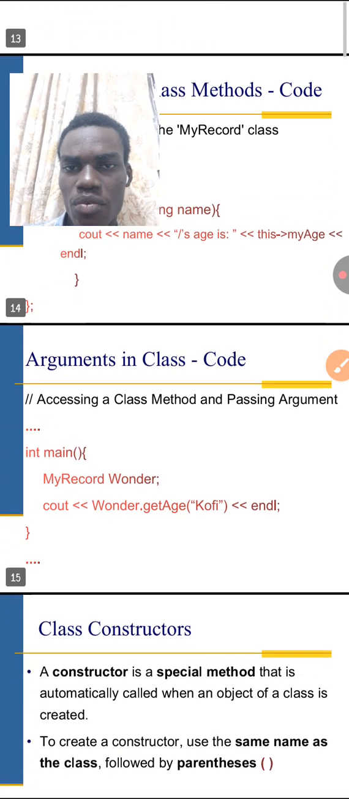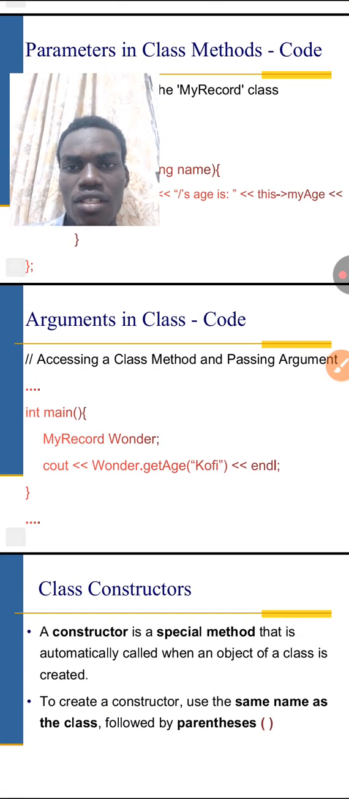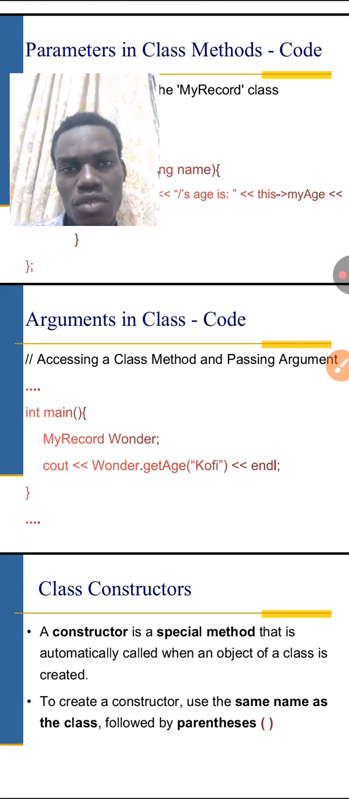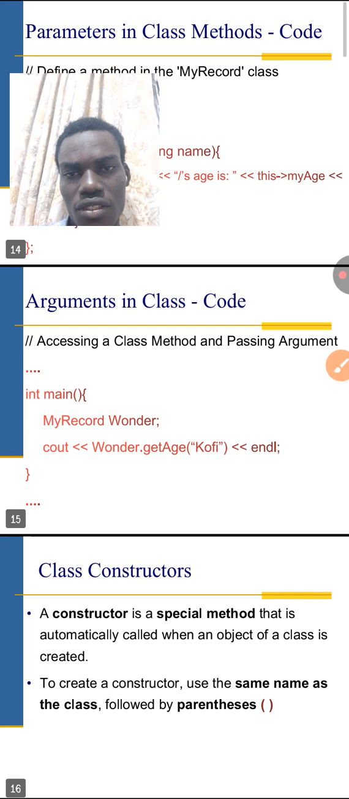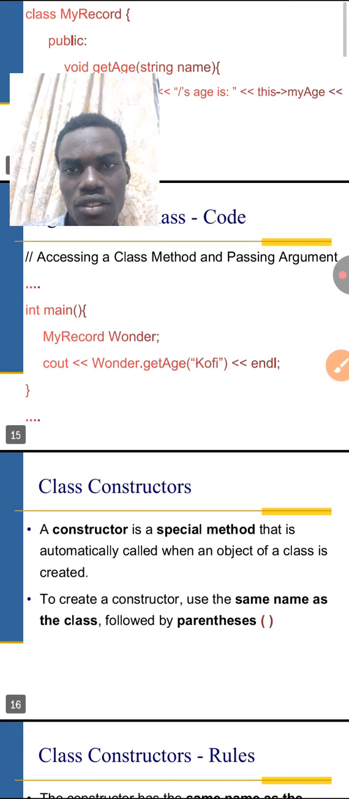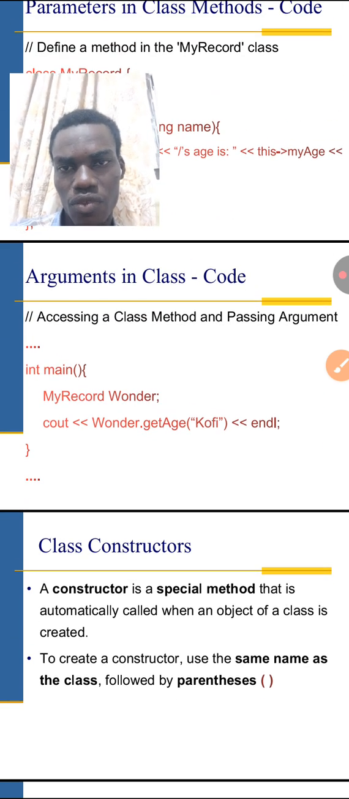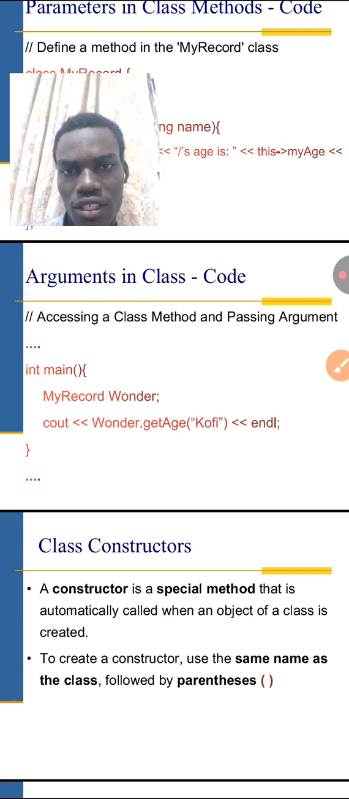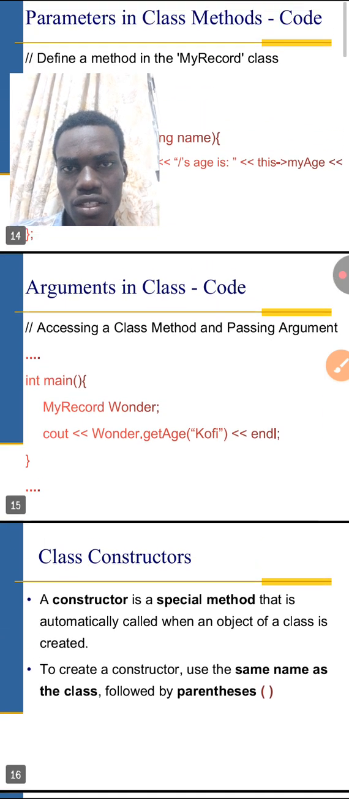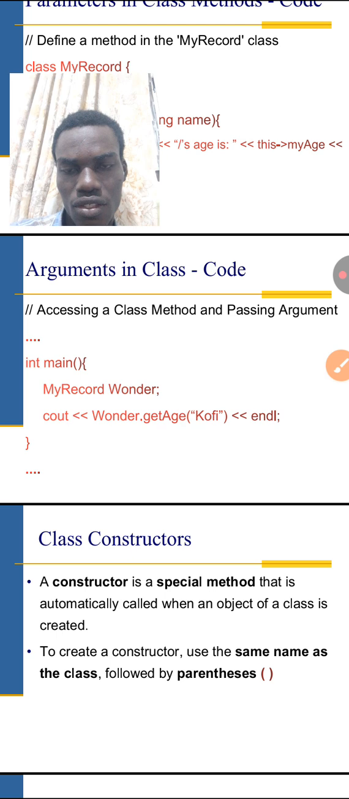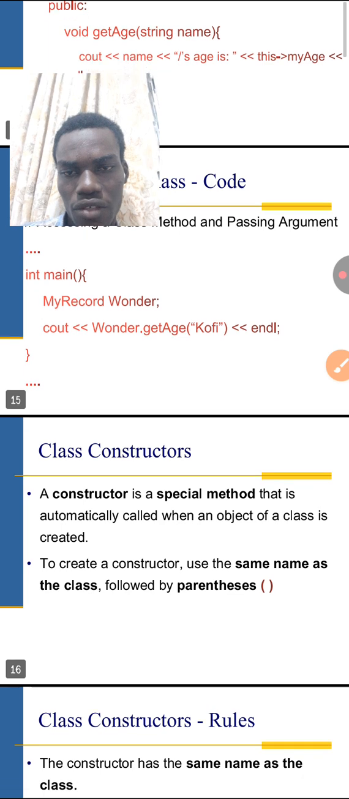Now let's look at arguments in classes. Accessing a class method and passing arguments. So after the class is formed, you want to assign, or you want to have access to it. So this is what you have.